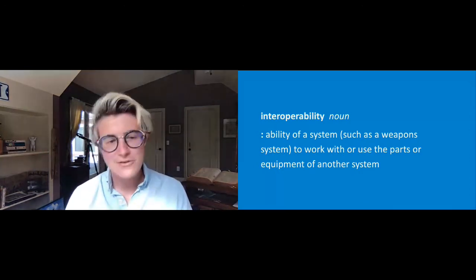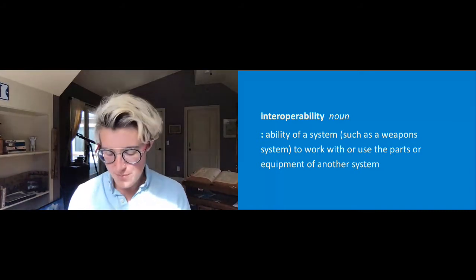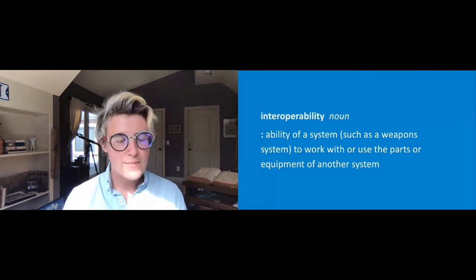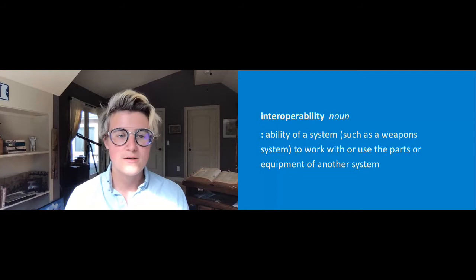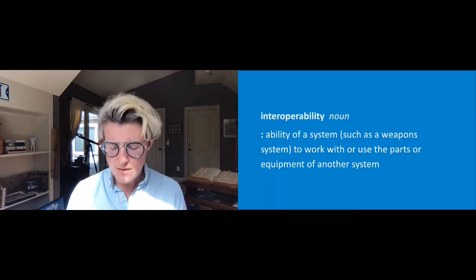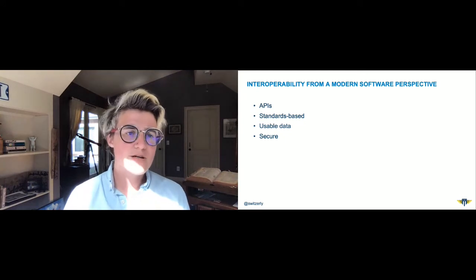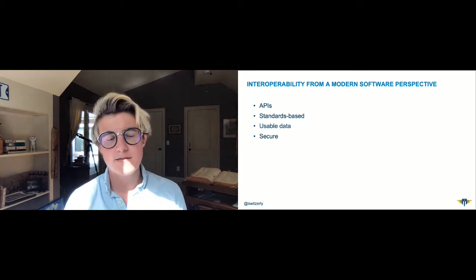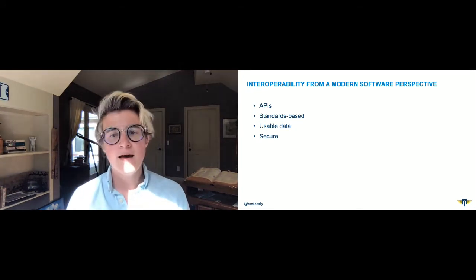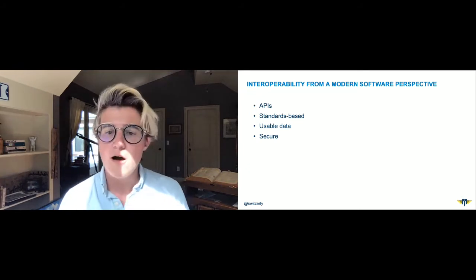And I think that in general, this is a good place to start from, but from a software perspective, we are talking about interoperability as the ability of a system to work with or use parts or functionality of another system. And from a modern software perspective, what we usually talk about when we talk about interoperability is APIs. And we also talk about standards. So even HTTP, JSON, XML, to more advanced protocols and standards like OAuth.